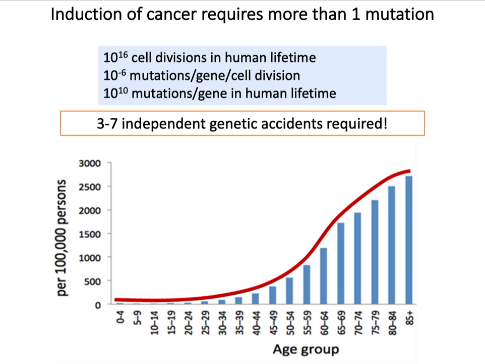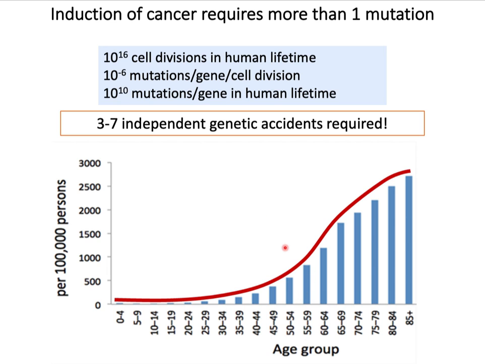Well, thankfully, as it turns out, you require more than one mutation to disrupt the cell cycle. In fact, it's been postulated that perhaps you need as few as 3 and perhaps as many as 7 independent genetic events, mutations, or accidents in the same cell in order for that cell to be transformed from a normal cell to a neoplastic cell. So there is some interesting data that supports the hypothesis that you will need more than one mutation. One bit of data is epidemiological.